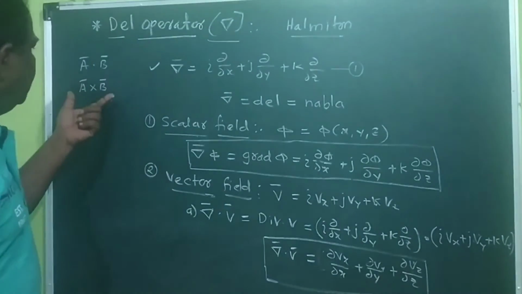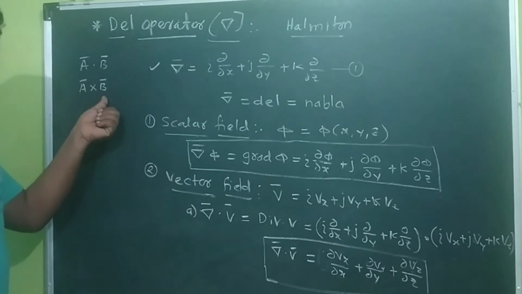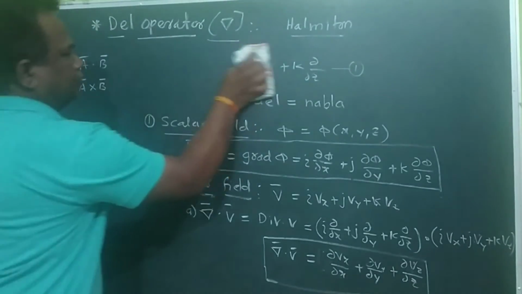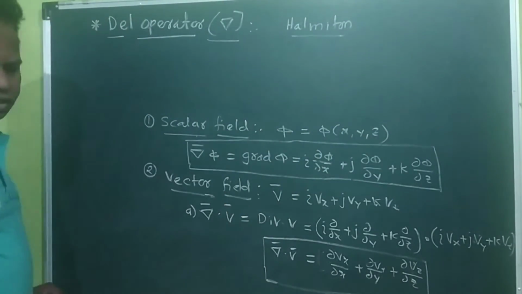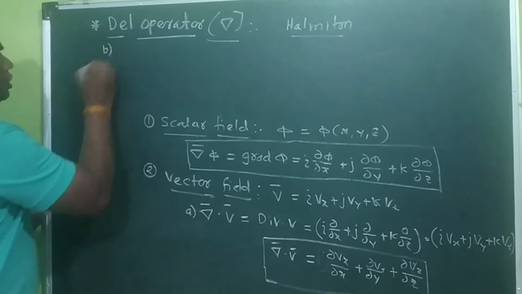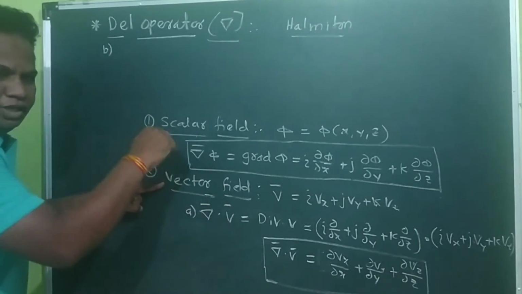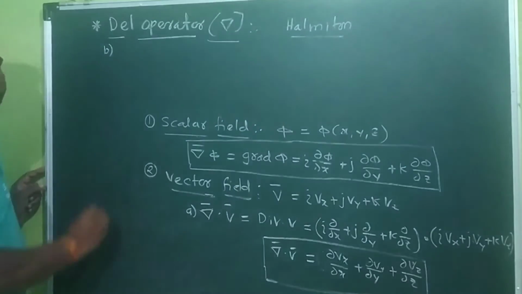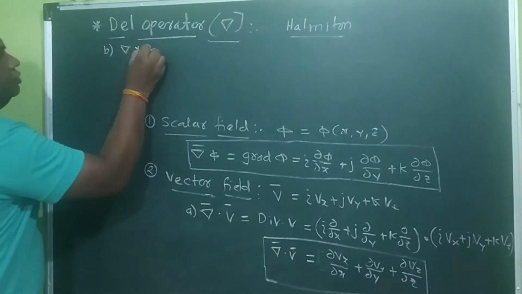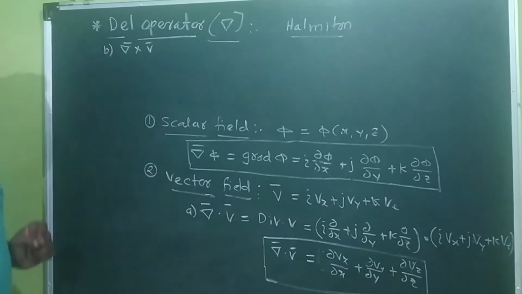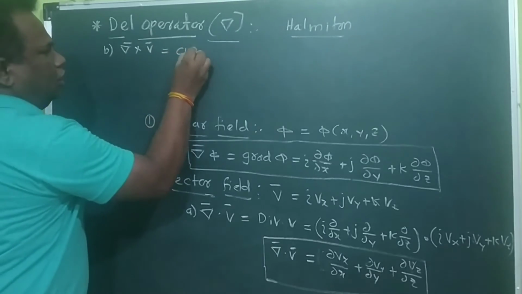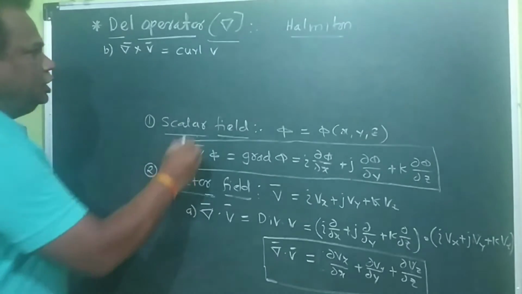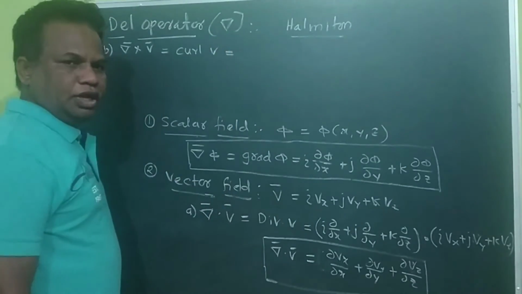We can operate one more, that is A cross B. That means del cross B. How can we operate like this? So B, the second part of the vector field. Whenever del is operated on a vector field, the first part is like this, and the second part is del cross V bar, and it is read as curl of V. And its value is given by, how can we write the value?